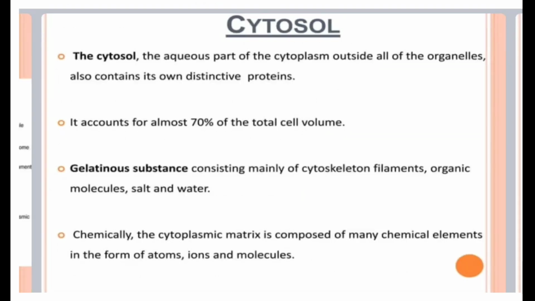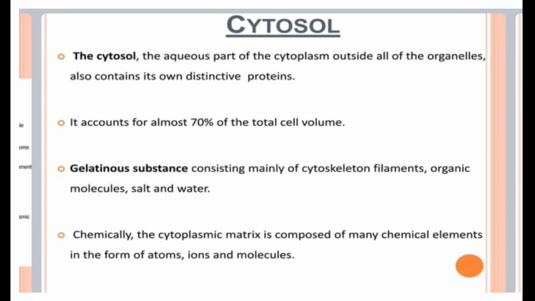Cytosol is the aqueous part of the cytoplasm outside all of the organelles, and it also has its own distinctive properties. You know that the organelles are placed in the cytoplasm. Apart from that, whatever remaining part is left in the cytoplasm is called the cytosol. The cytosol accounts for almost 70% of the total cell volume. It is also a base. It is a gelatinous substance consisting mainly of cytoskeleton filaments, organic molecules, salt and water.